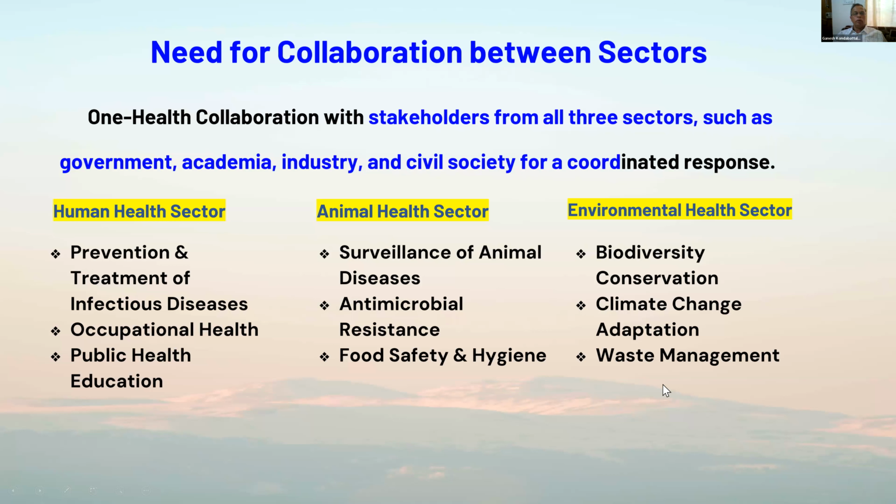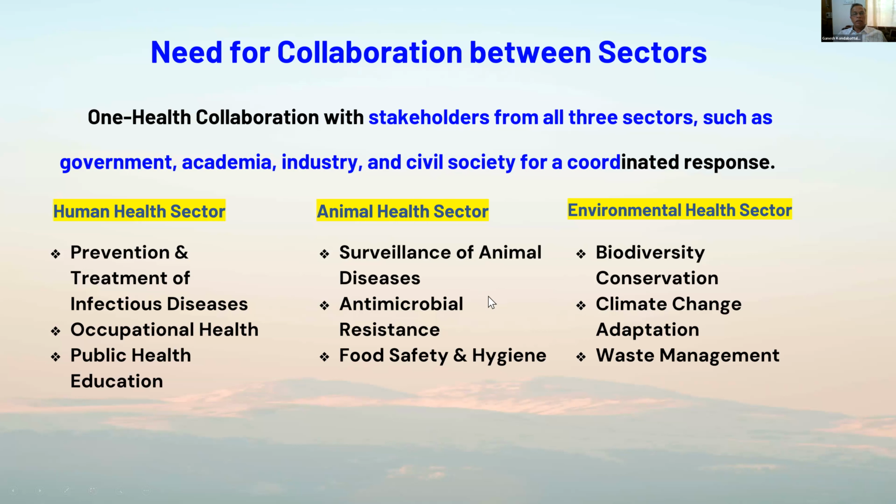We need a collaboration between government, academic, industry, and civil societies for a better response in the One Health program. In the One Health program, we have different sectors to collaborate: the human health sector, animal health sector, and environmental health sector. In the human health sector, prevention and treatment of infectious disease is the primary job. The next is occupational health, where we can also approach. And then public health education is also an important area.